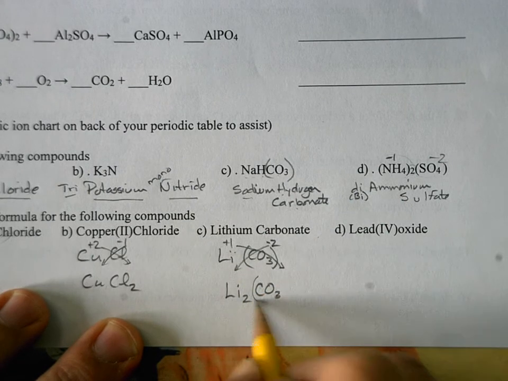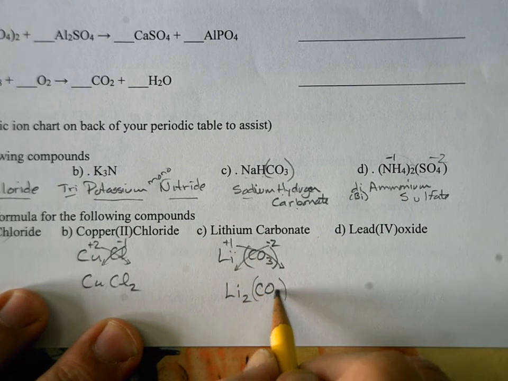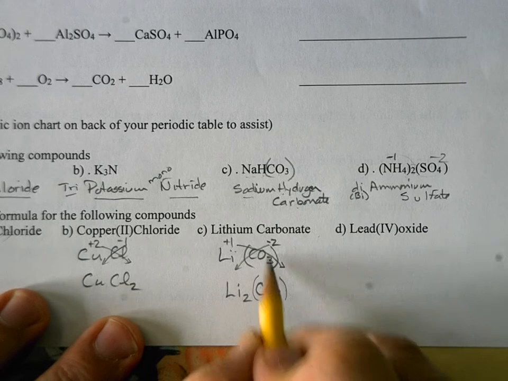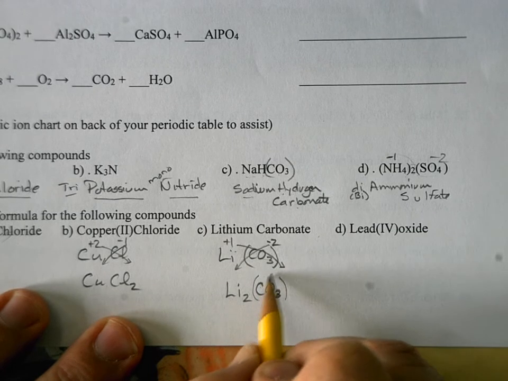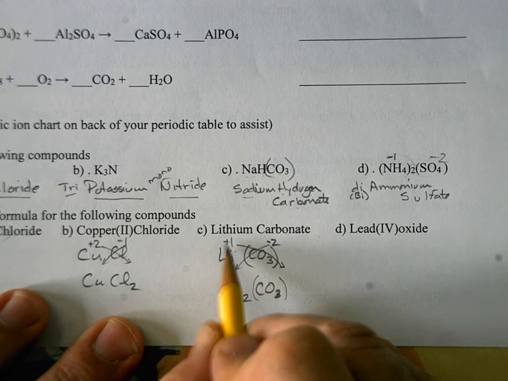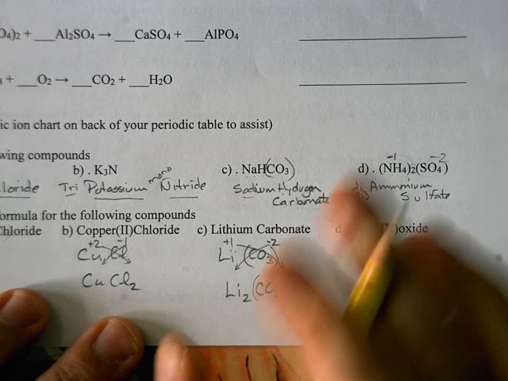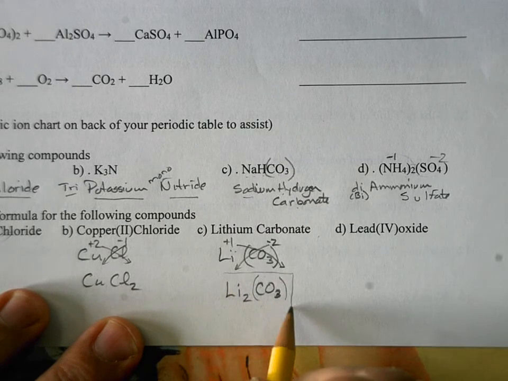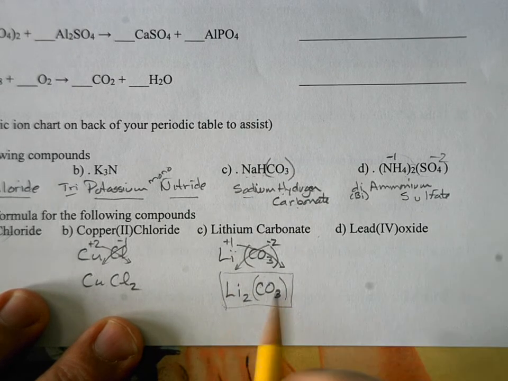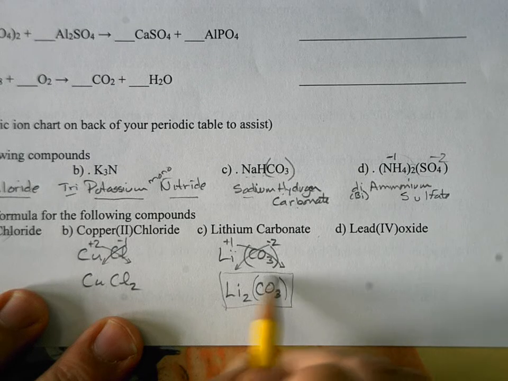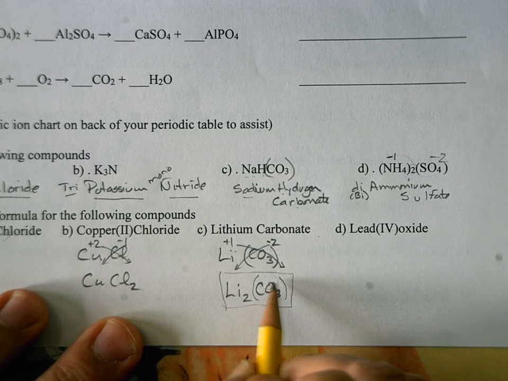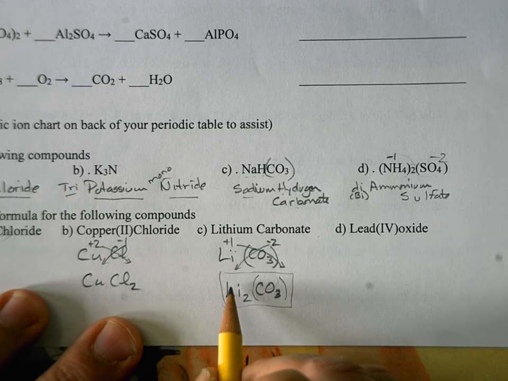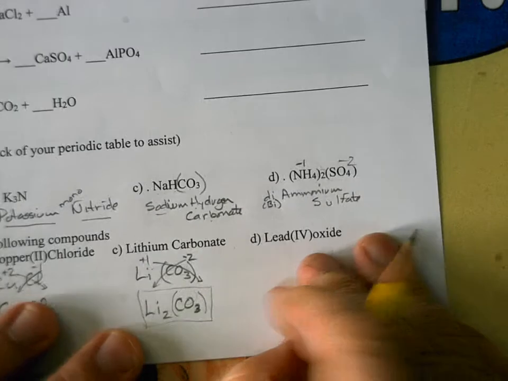Normally we would not put parentheses around when there's just one, but if it helps you get it. So the idea here is this carbonate has a -2 charge, so it's going to take 2 plus charges from the lithium to counterbalance that, because compounds need to end up being neutral. So even though this carbonate has a -2 charge and these 2 lithiums each have a +1 charge, altogether they're neutral.